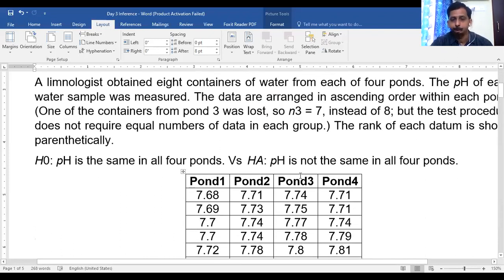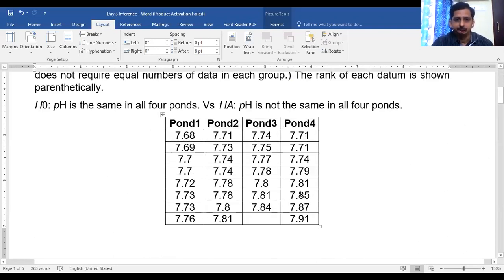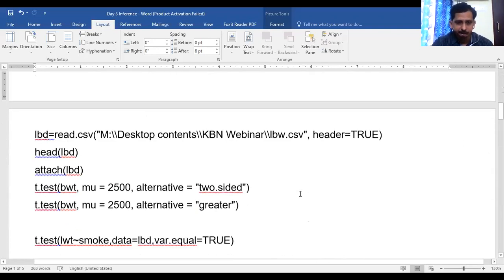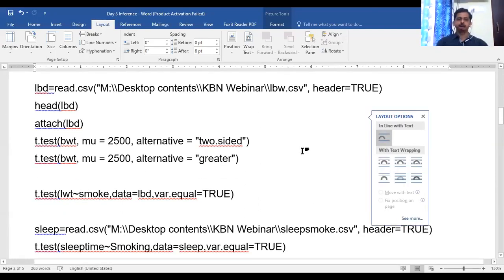Now, this is another example that I have discussed. This is pond 1, pond 2, pond 3, pond 4. These are the pH levels, and then we'll start understanding the R code for this.